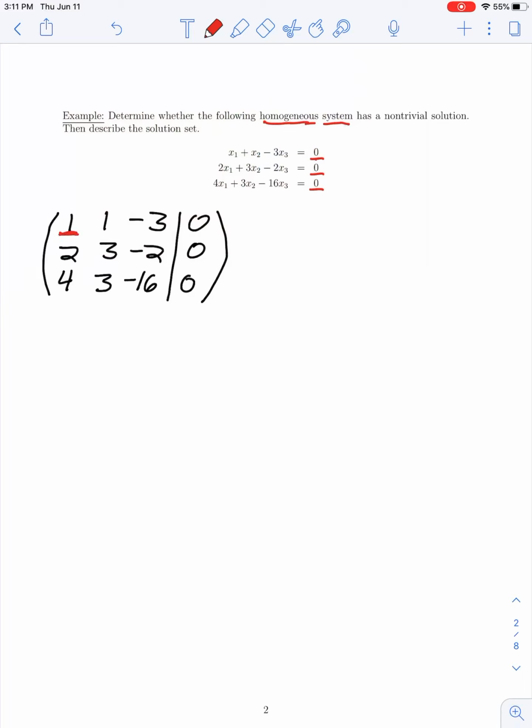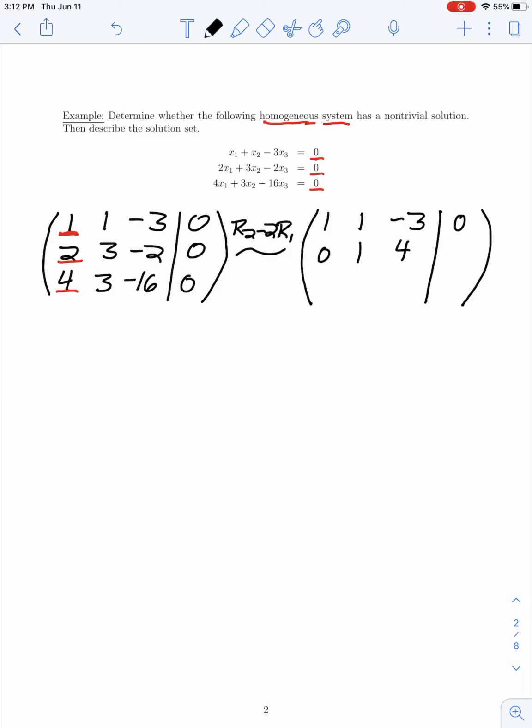So again, in our first row, our leading coefficient is 1, and we need to eliminate the 2 and 4 that appear in the second and third rows below that. So for my second row, to get rid of the 2, I could take row 2 minus twice row 1. So my first row is still 1, 1, negative 3, 0. In my second row, let's see what we have. Negative 2 plus 2 is 0. Negative 2 plus 3 is 1. Positive 6 minus 2 is 4. And 0 minus 0 is 0.